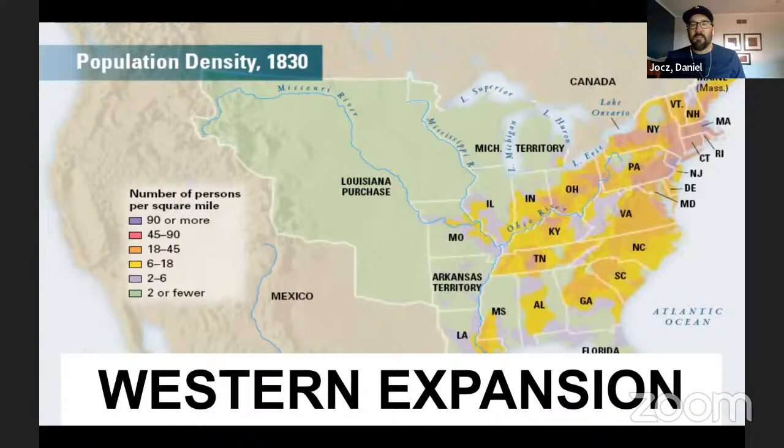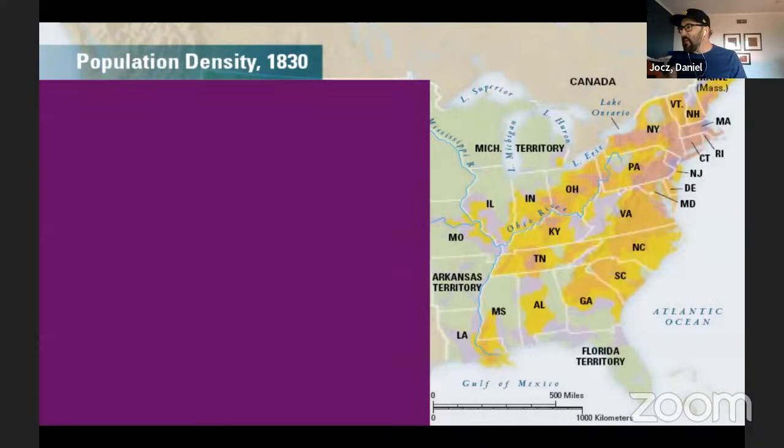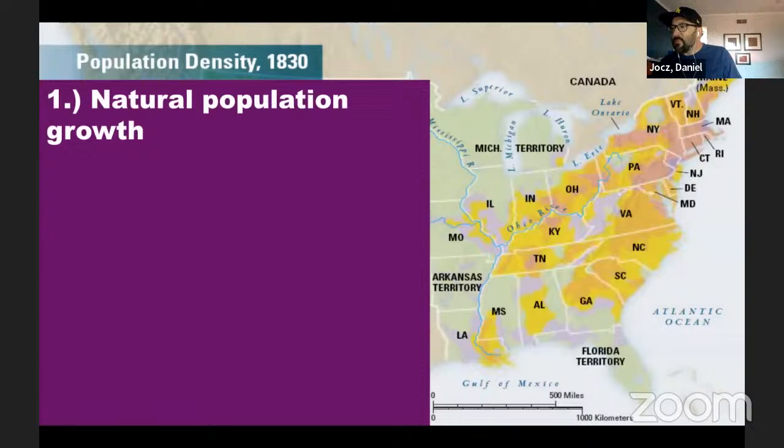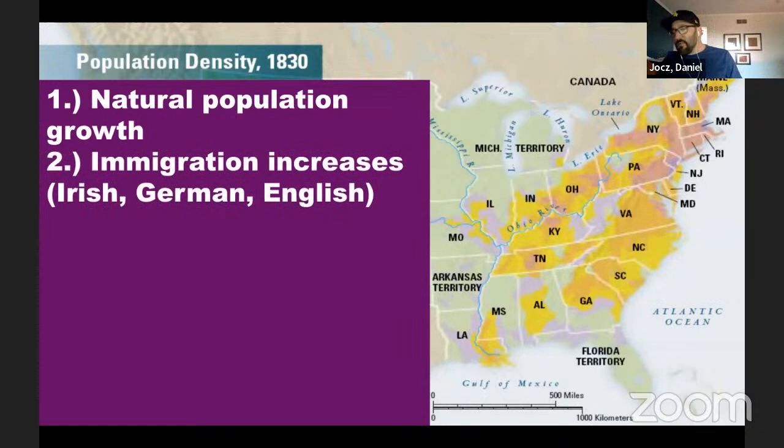So you can kind of see this expansion. And just to give you some background to that, there's a lot of different reasons why this expansion is taking place. As I mentioned, there's natural population growth. You can ask your parents about this one, kiddos, but basically babies are being born. Immigration increased. You have the Irish, you have the German, you have the English. Remember, it's kind of what we will eventually call the old immigrants from Northern and Western European countries, but there is this kind of increase of immigration. So not only are babies being born, but new folks are coming into this country.